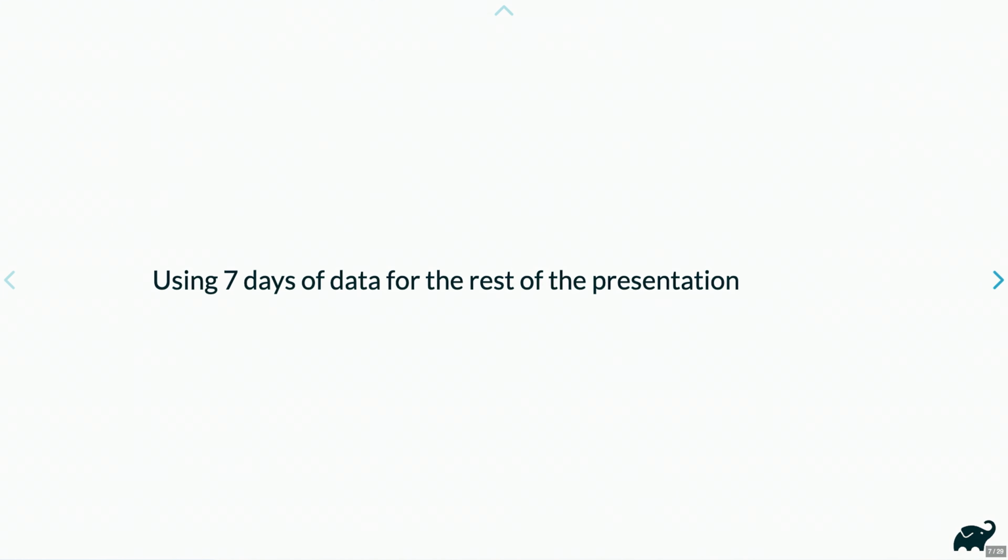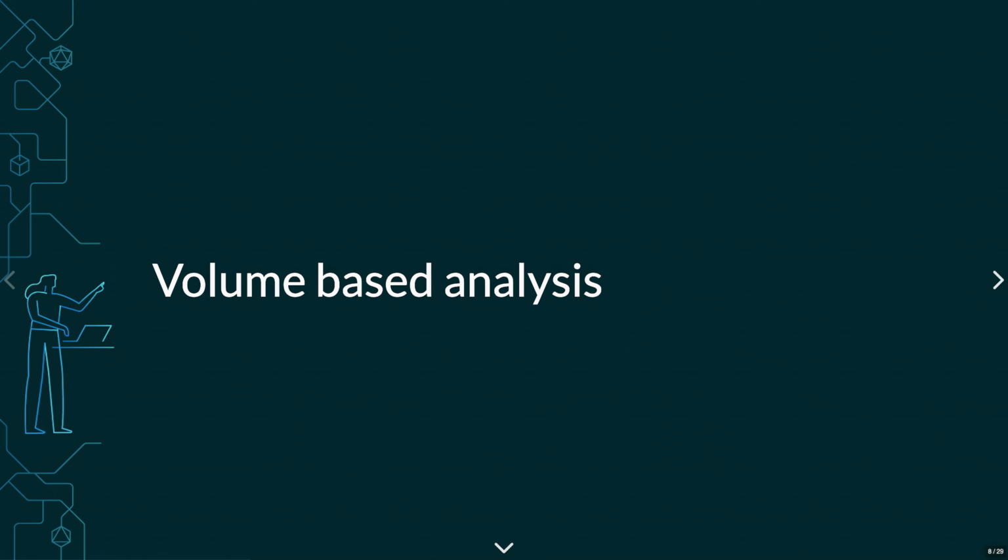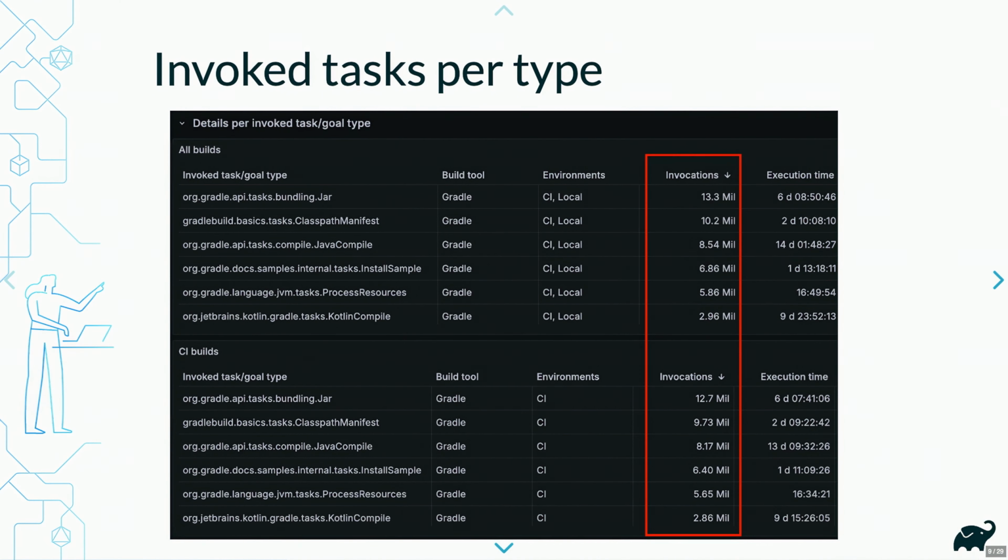For the rest of the presentation, I'm just going to use 7 days of data because it's enough, and show you some of the things we've looked at in order to confirm whether our build environment is sane. The first thing that's really trivial to do with DRV is volume-based analysis. When you look at the type of a task and its number of invocations, we've got tasks that run more than 10 million times over a single week.